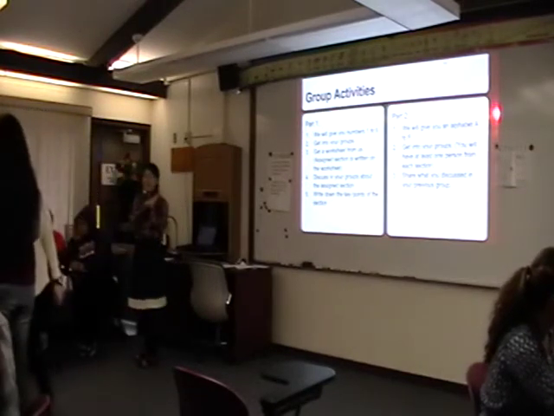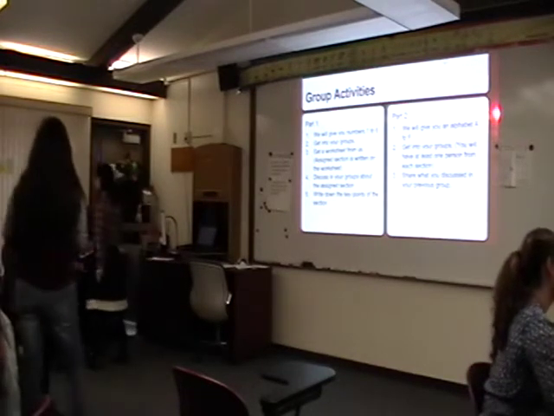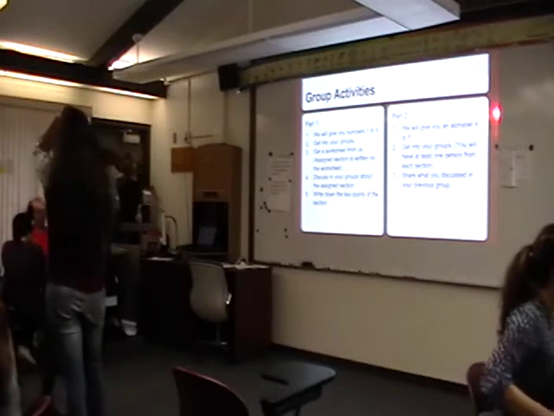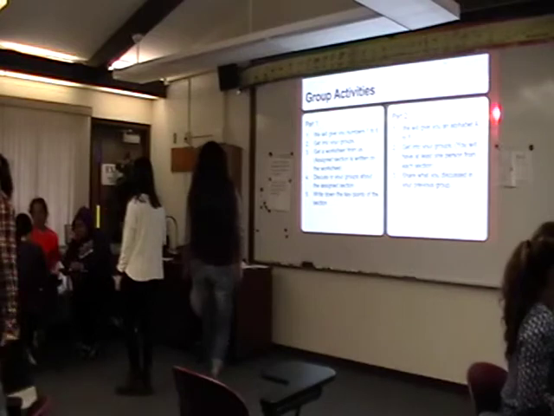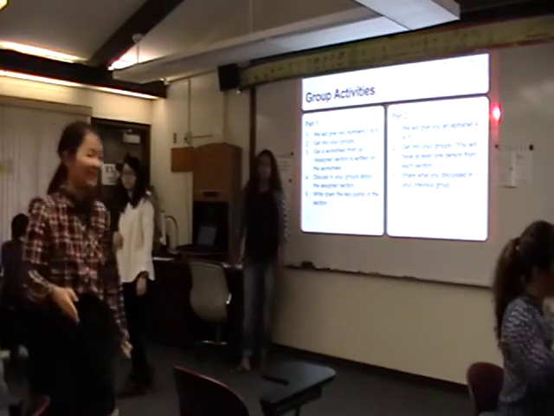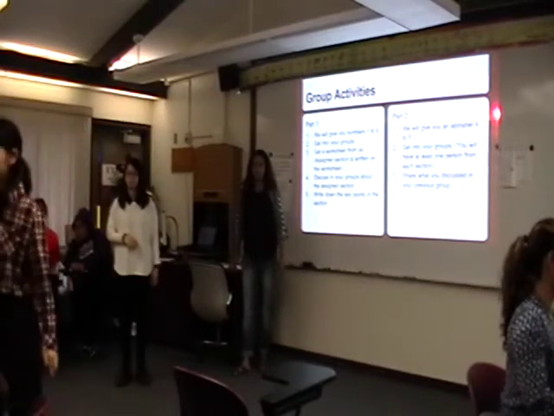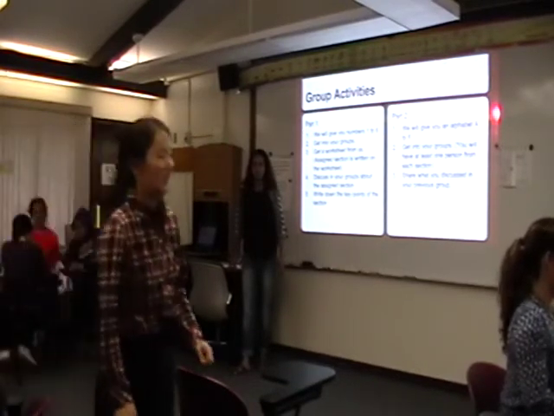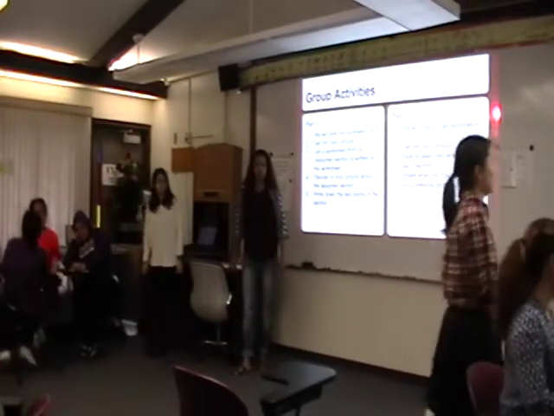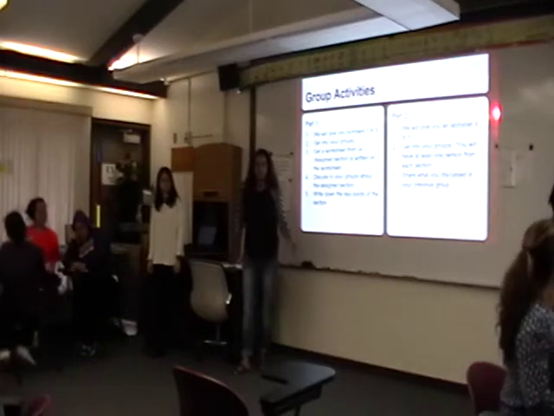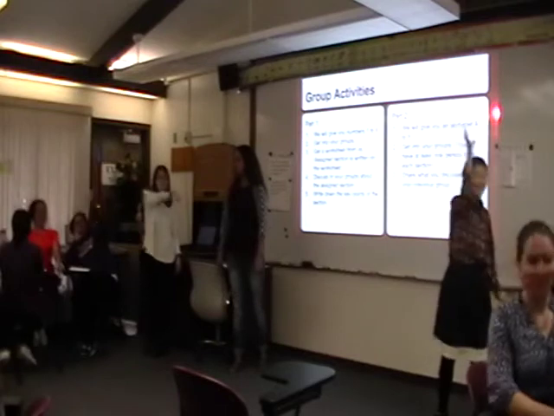Okay, now I'll give you an alphabet so that you can be in another group. A, B, B, C, C. A, B, C. So all the A's get together, all the B's, and all the C's. A will be over there. B and C.